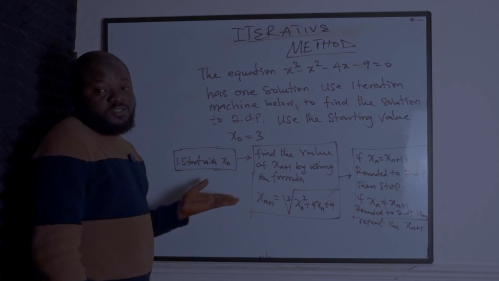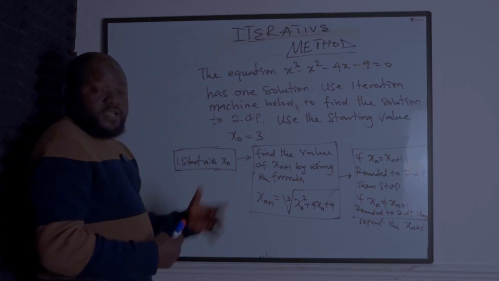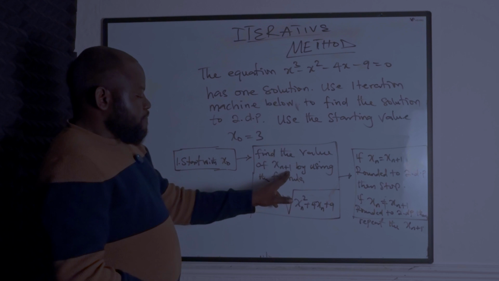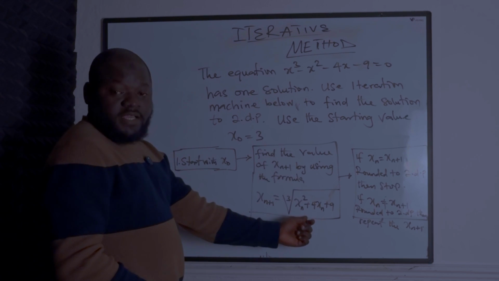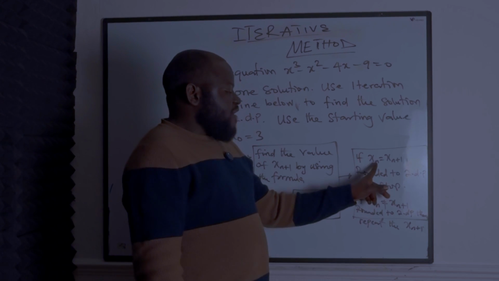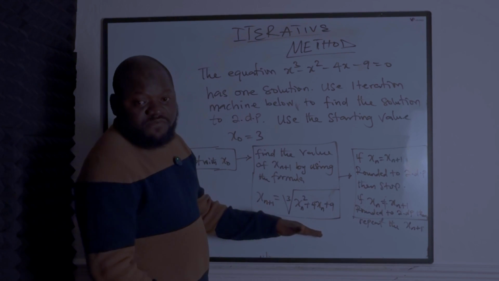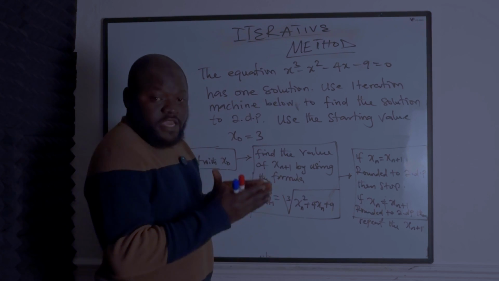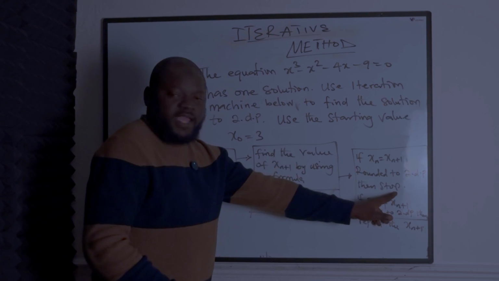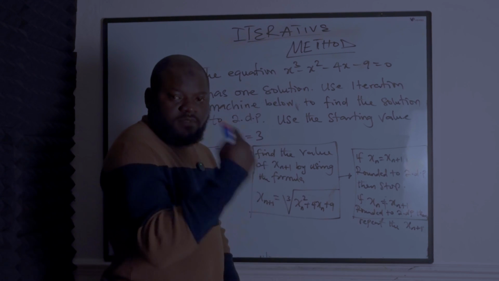So you can have this instruction under it as a guide to give you hints on how to go with the question. So I start with x naught. Find the value of xn plus 1 by using the formula, which is this. This is the iteration machine that they are talking about. If xn equals xn plus 1 rounded to 2 decimal places, once the previous value and the current value are equal to 2 decimal places, stop there. That's your answer. But if they are not, you have to continue repeating the same steps.